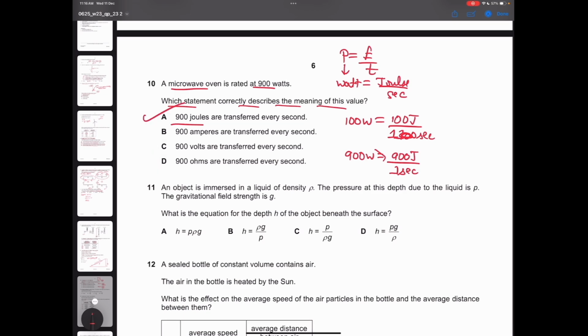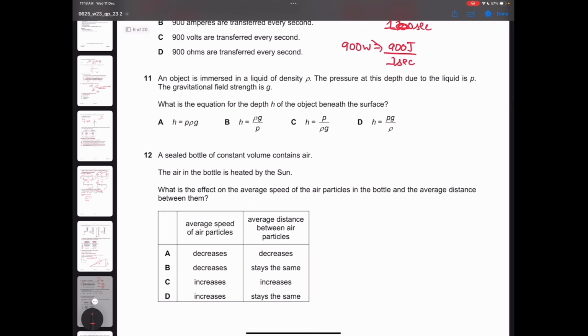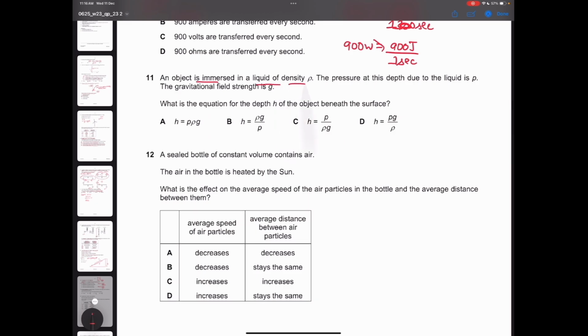Answer is A. An object is immersed into a liquid of density rho. The pressure at the depth is P. The gravitational field strength is g. We know that the pressure inside liquid is rho into g into h. This symbol is called rho. Now they've rearranged it, so h will be equal to P over rho g. So P over rho g, answer should be C.